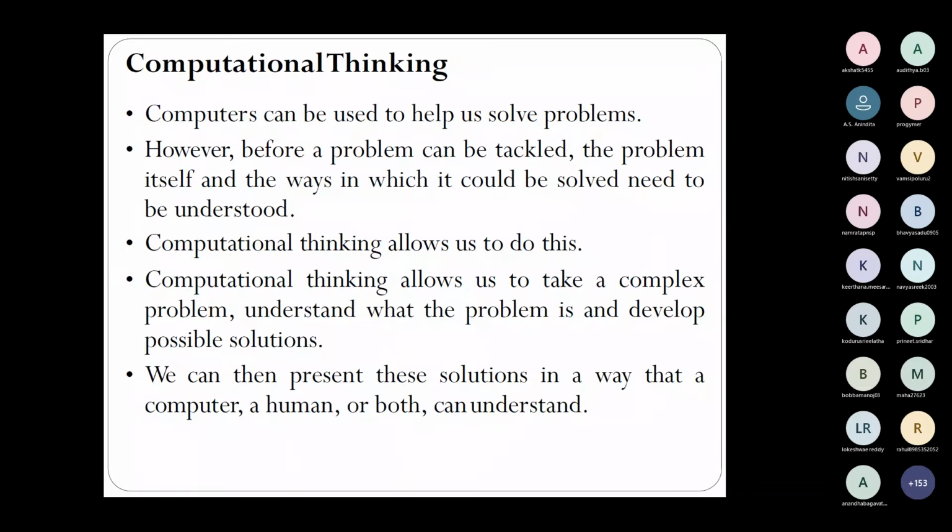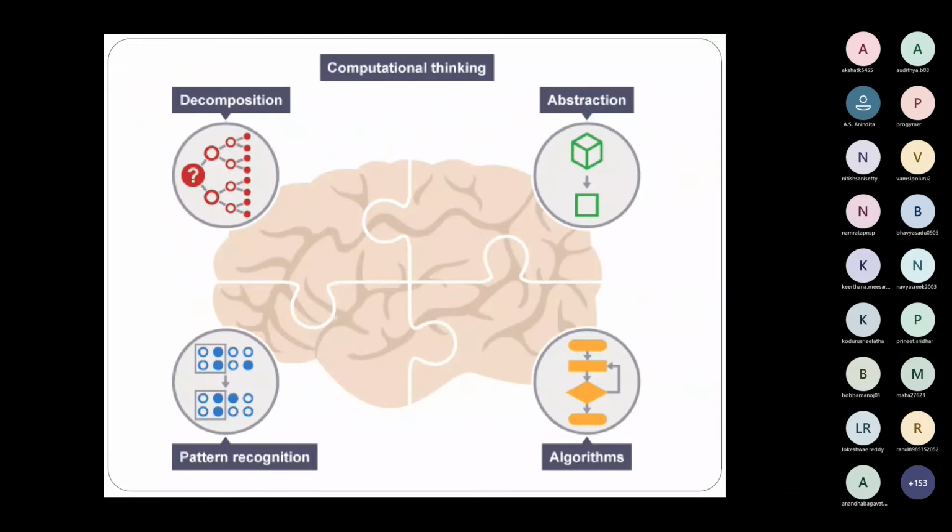Before we solve a problem, we first understand the problem well, and then we identify the different ways we could solve it. Computational thinking allows us to do this. In computational thinking, we take a complex problem, understand what the problem is, and then develop possible solutions. Then we present the solution in a way that a computer, human, or both can understand. I mentioned that computers actually understand only binary.